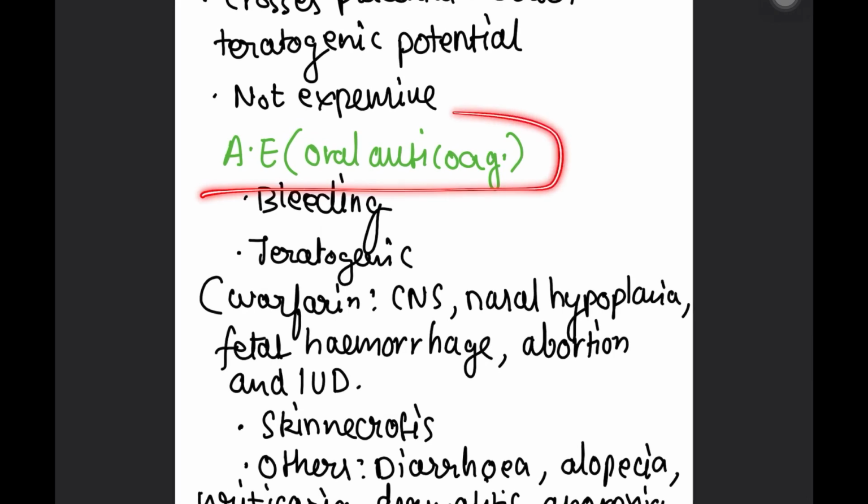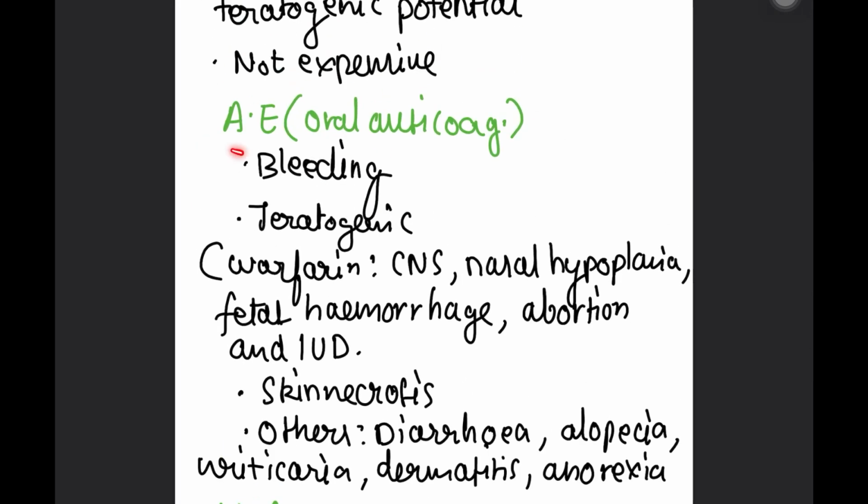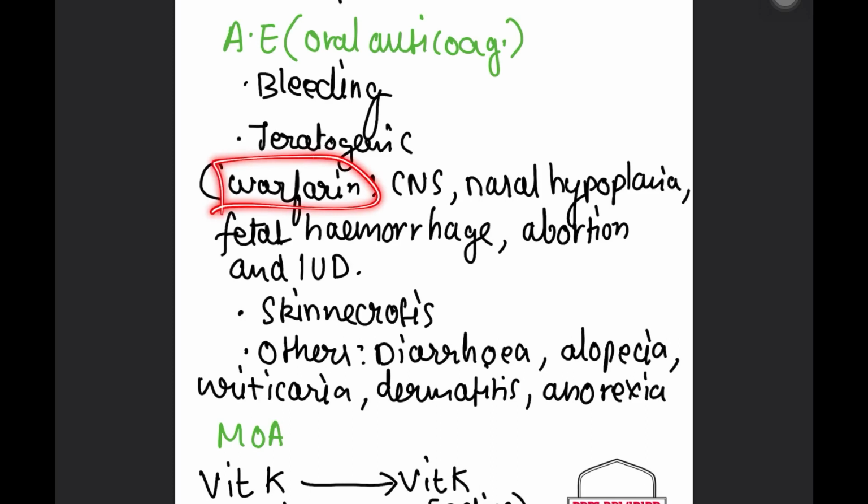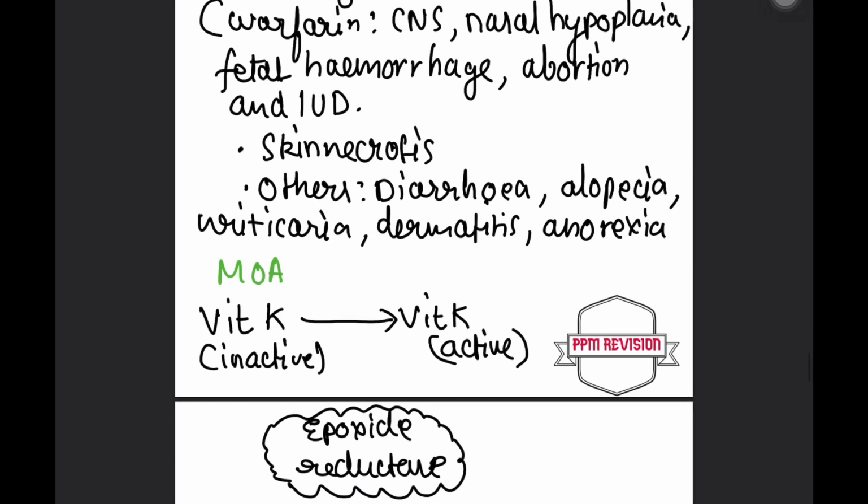Adverse effects of oral anticoagulants in general: it leads to bleeding and is teratogenic, that is talking about drugs like warfarin. It has CNS manifestations, nasal hypoplasia, fetal hemorrhage, abortion, and IUD, intrauterine death, and skin necrosis, and others such as diarrhea, alopecia, urticaria, dermatitis, and anorexia.